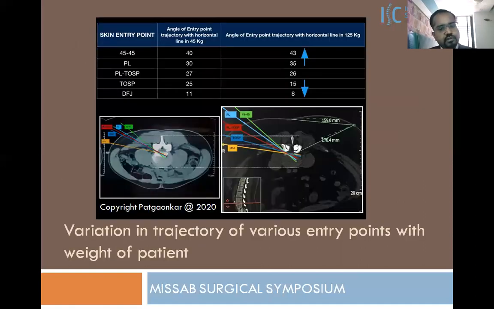This figure demonstrates the PL and TOSP entry, and how it changes with weight. In a 45 kg patient, the PL posterolateral trajectory angle was 30 degrees, whereas in a 125 kg patient, it goes to 35 degrees. For a TOSP entry, in the 45 kg patient the trajectory was 25 degrees, whereas it reduced to 15 degrees in a 125 kg patient. And if you look at the PL-TOSP trajectory, it is more or less the same, 27 degrees in 45 kg and 26 degrees in 125 kg.